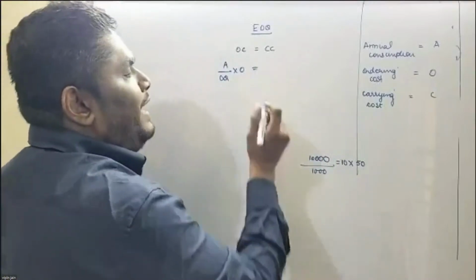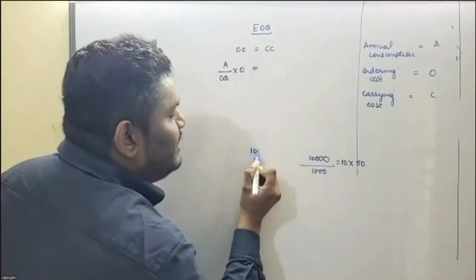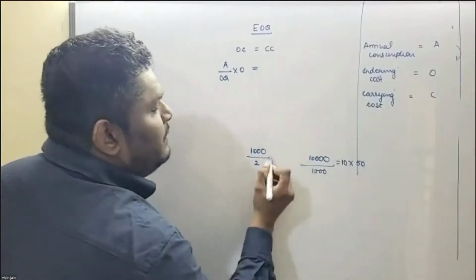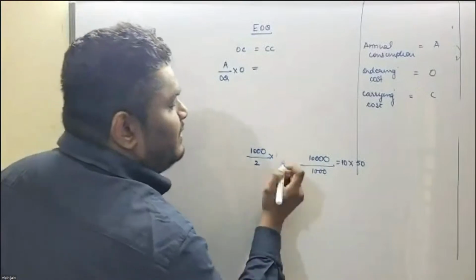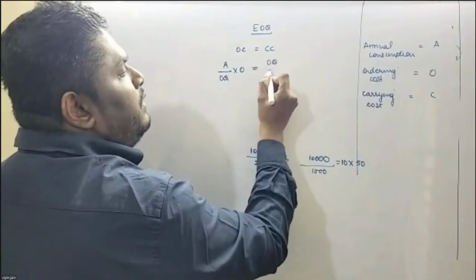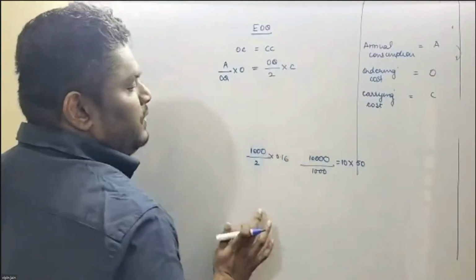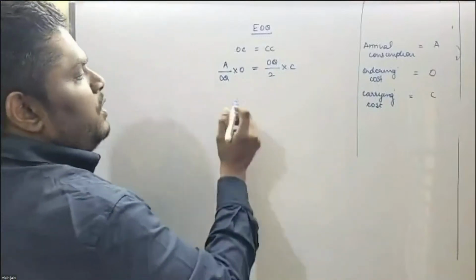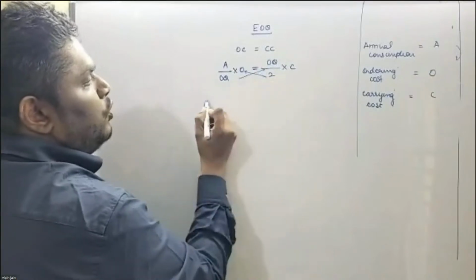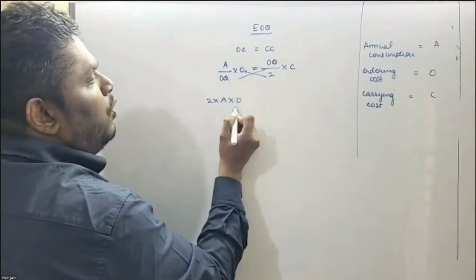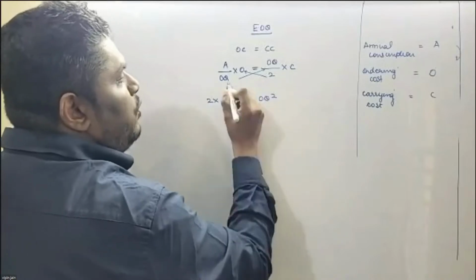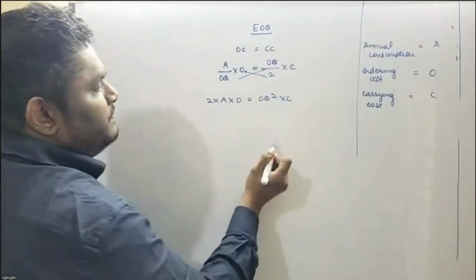When talking about carrying cost, my order quantity was 1,000. We calculate the carrying cost on average inventory, so divided by 2, into carrying cost per unit, that is 0.16. So again, how to calculate carrying cost? Order quantity divided by 2 into C. Now let's simplify this equation. Cross multiplication, very simple, guys. 2 into A into O is equal to OQ square, OQ into OQ is OQ square, into C.